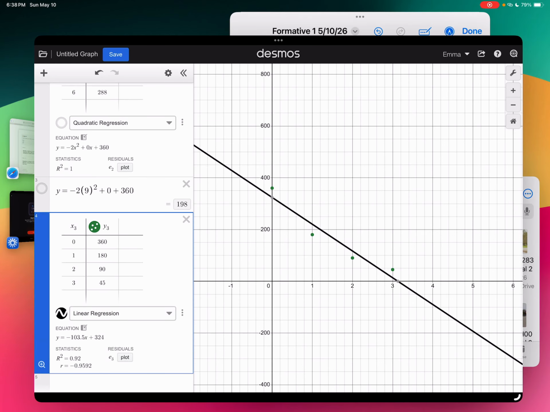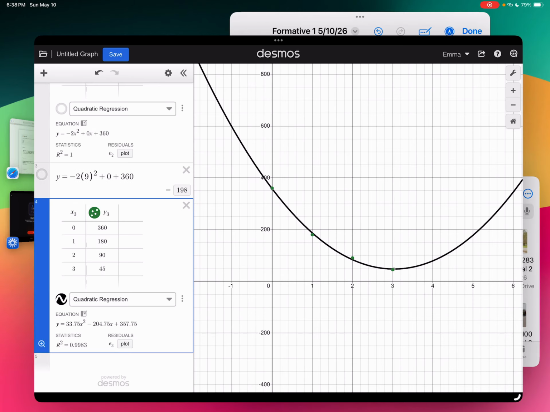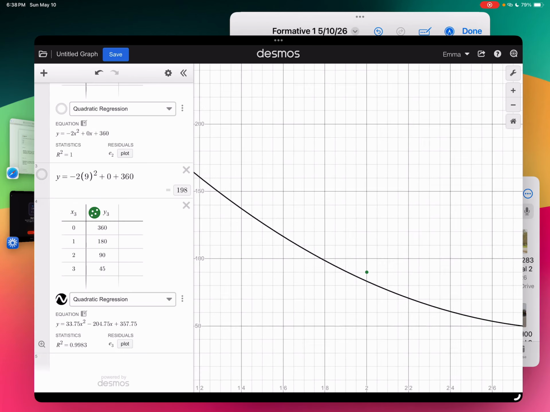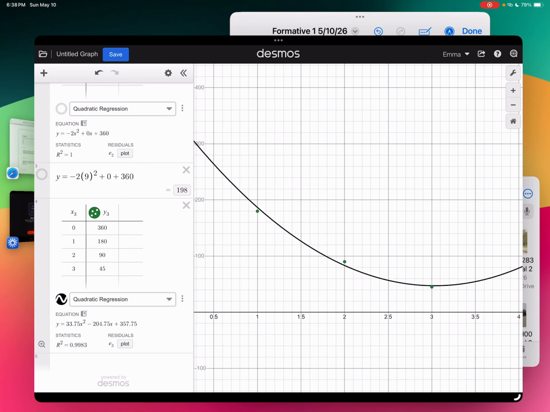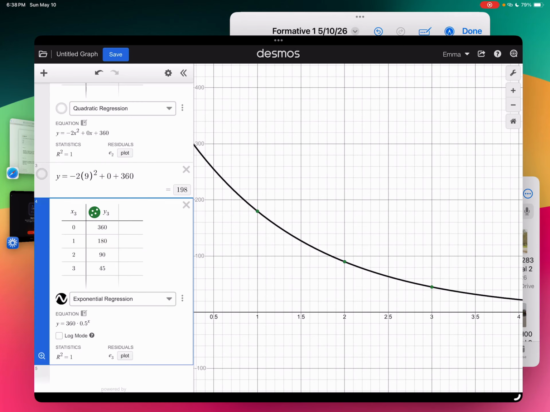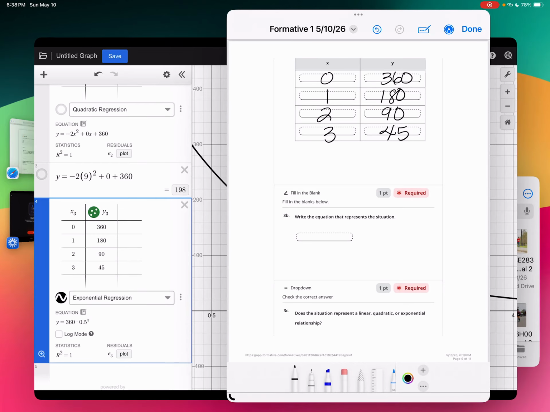But, so definitely not linear. Definitely not quadratic. It does look like it's close, but you can see there's like a gap between the points. Your R value is pretty strong, but it's not what you want it to be. But you can see with exponential, your R squared value is 1. Also gives us our equation right here, 360 times 1/2 the power of x.